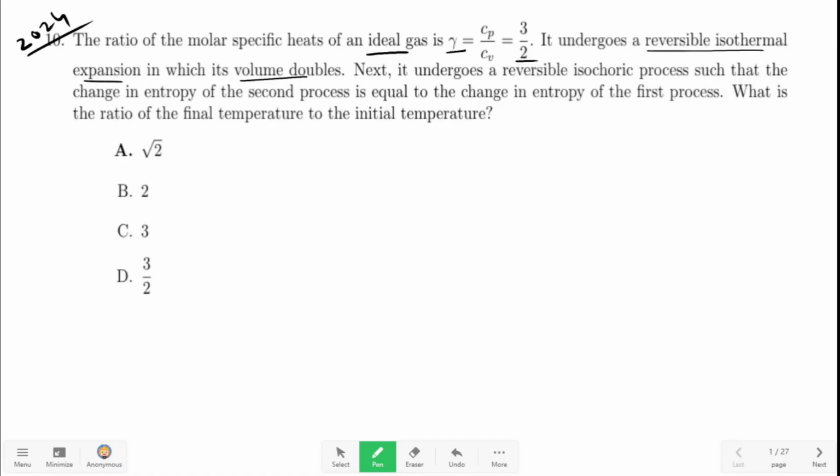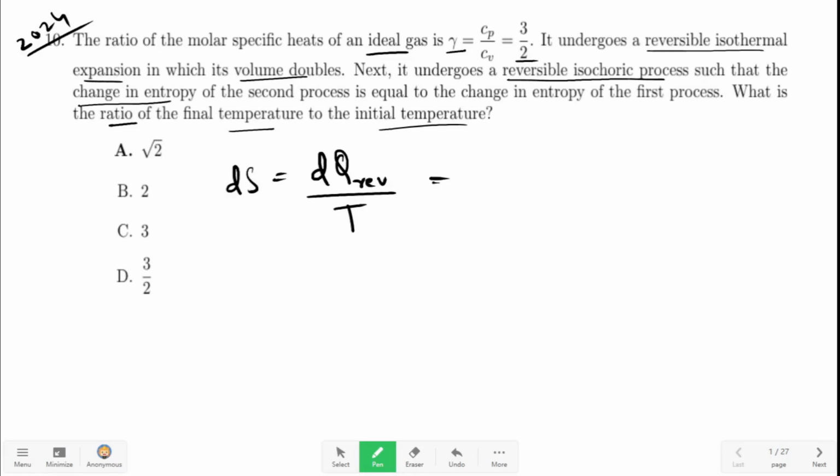The second process is reversible isochoric process. In both the processes, change in entropy is same. We have to find the ratio of final temperature to initial temperature. An infinitesimal change in entropy, dS, is defined as dq reversible divided by T. Now dq is equal to dU plus PdV from first law of thermodynamics.